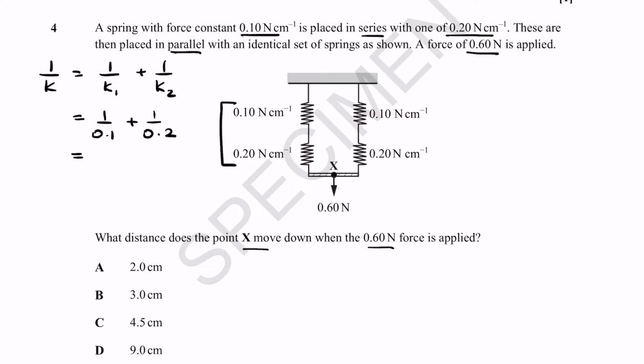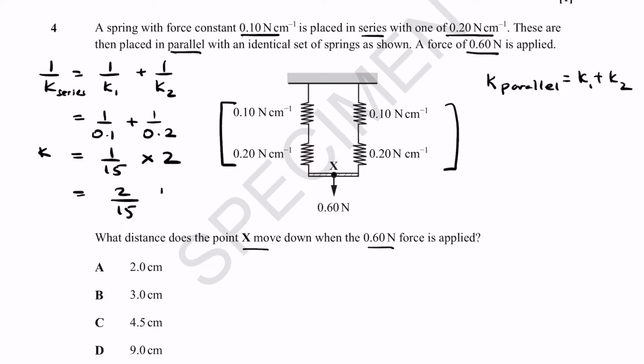In other words, it gives me 15, or rather, k is 1 over 15, the overall. And now that we're dealing with a parallel combination altogether with the same set on this side as well, the overall, so this is in series, just to be clear, the overall k value in parallel is given to us as k1 plus k2. So that means it's just 2 times this 1 over 15, or just 2 over 15 is the overall k, or the spring constant value.